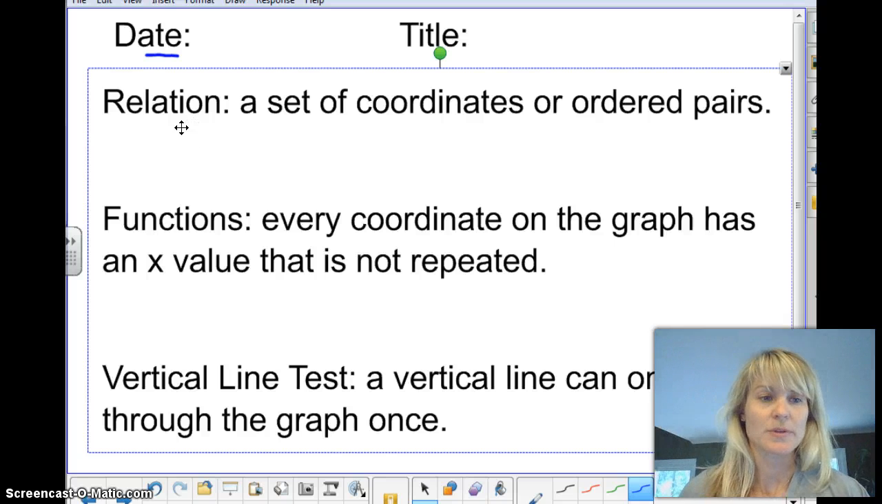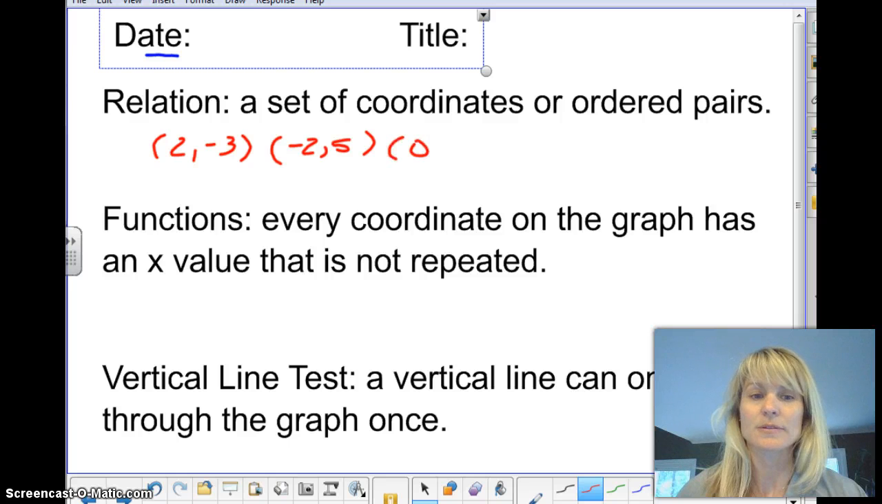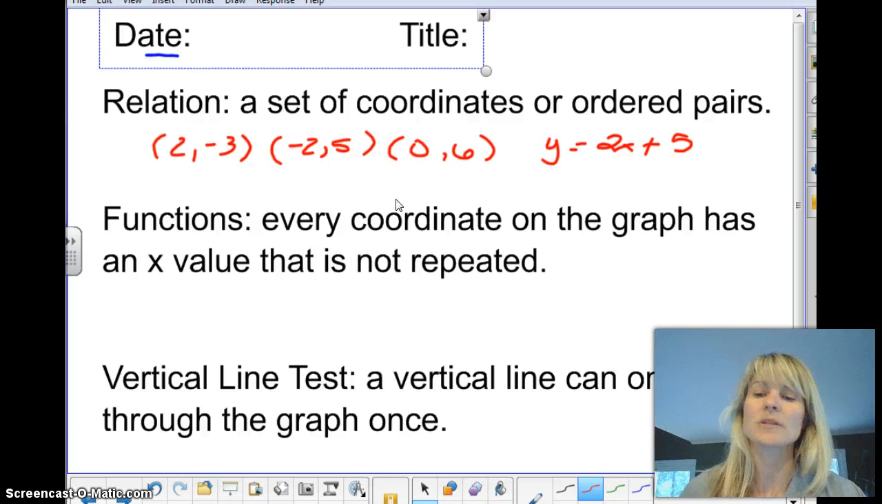So we're going to talk about a couple different things. We have a relation, which is a set of coordinates or ordered pairs. So basically, if you have some coordinates, like -2 and 5 and maybe 0 and 6, and we graph those, that would be a relation. Or if you had an equation like 2x plus 5, that could be a relation also. As long as you have points, you have a relation, so it pretty much means anything.